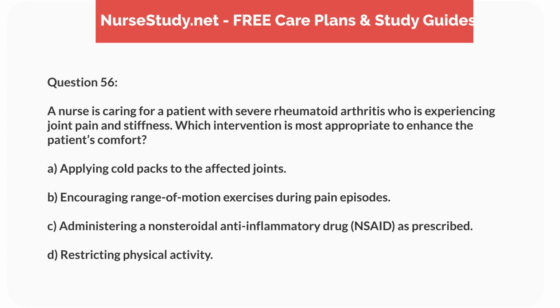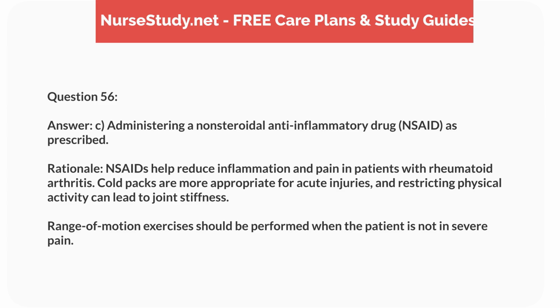Question 56. A nurse is caring for a patient with severe rheumatoid arthritis who is experiencing joint pain and stiffness. Which intervention is most appropriate to enhance the patient's comfort? A. Applying cold packs to the affected joints. B. Encouraging range of motion exercises during pain episodes. C. Administering a nonsteroidal anti-inflammatory drug, NSAID, as prescribed. D. Restricting physical activity. Answer: C. Administering a nonsteroidal anti-inflammatory drug, NSAID, as prescribed.